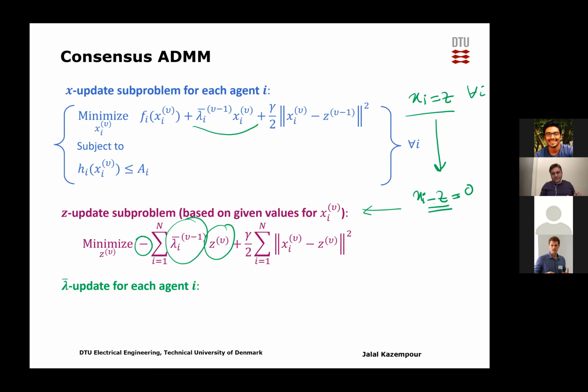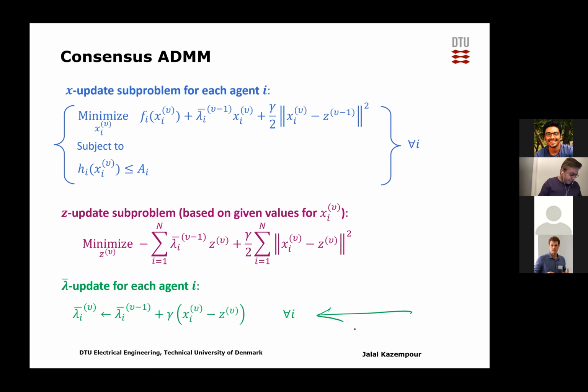Is it clear? This x_i update and z update subproblems. No question? I hope it's clear. So then we have the y bar update that we already saw how it works. Good. So this is how we can solve our consensus problem using ADMM. It looks fine, but we can further simplify this problem. Let's see how.